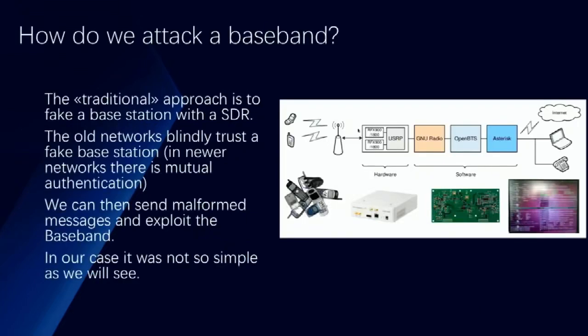So the traditional way to attack a baseband is to run a base station with an SDR. And the reason why this is effective is that old networks like GSM don't have mutual authentication. So if I just go around with an SDR and my signal is stronger than the base station of the carrier, then your phone will connect to my SDR-based fake base station, and I can exploit your baseband. And like I said, we cannot use this approach in our case, unfortunately.